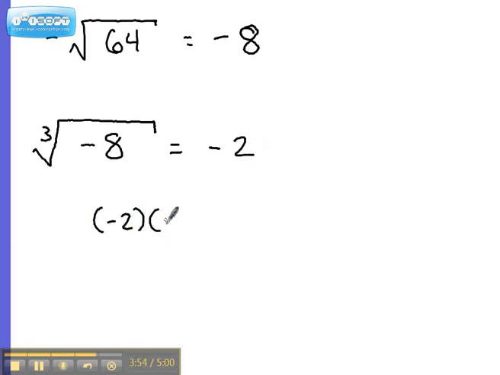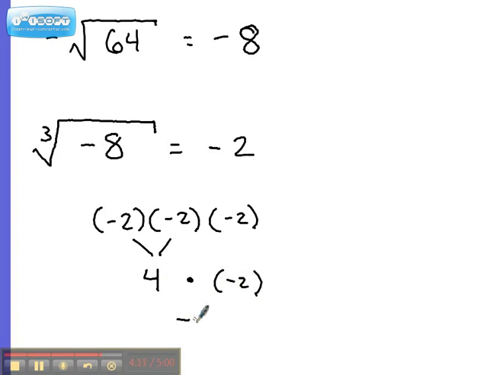Negative 2 times negative 2 times negative 2. Well, negative 2 times negative 2, that's going to make positive 4. And then we still have this times negative 2. So it's positive 4 times negative 2. A positive times a negative is negative, so that's negative 8. And that's what we had inside. So the cube root of negative 8 is negative 2.